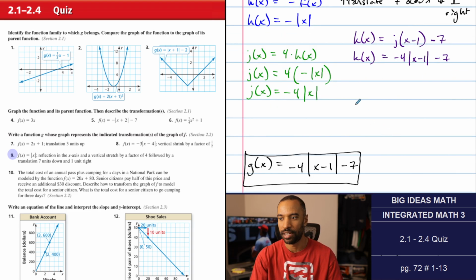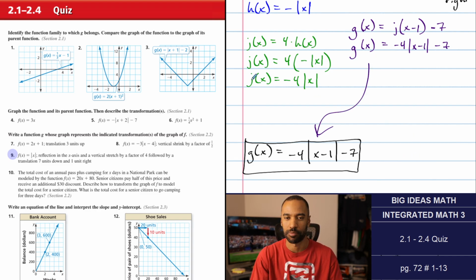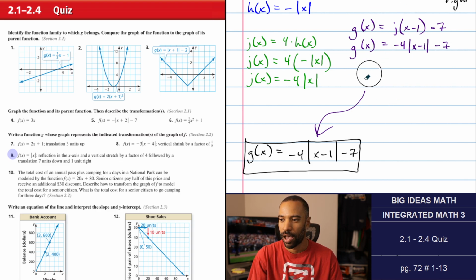And that's where we get the final answer, which is g of x. I guess I could have called this k of x a g of x, actually, because that will be the final. Because we are done with what we're doing. And that's where we got the negative 4 times x minus 1 minus 7. So a lot to be had there. You can do it one at a time. You can do it like I did all at once.